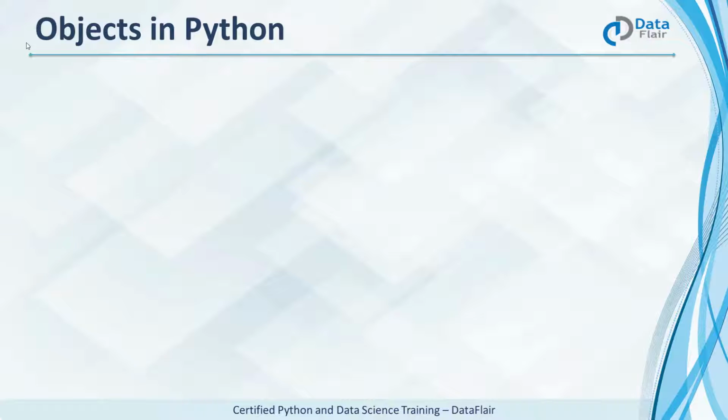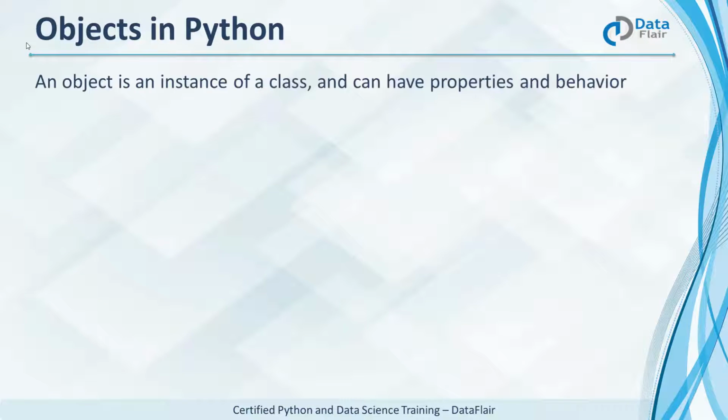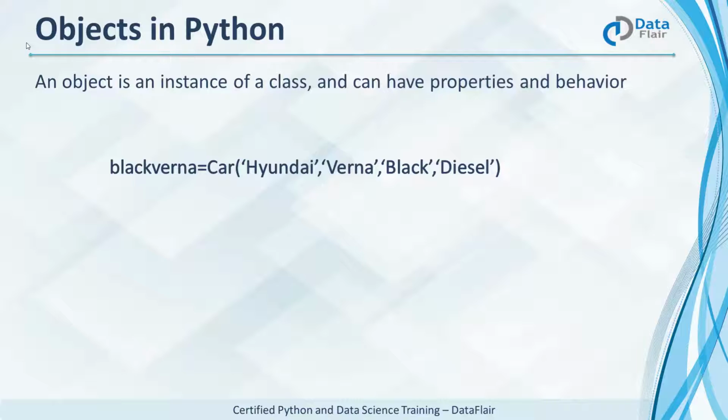Black Verna is an object of the car class. An object is an instance of a class and can have its own properties and behavior. This is how we create the object Black Verna. This passes these 4 arguments to the init method of the car class. To access the value of an attribute, we use the dot operator.